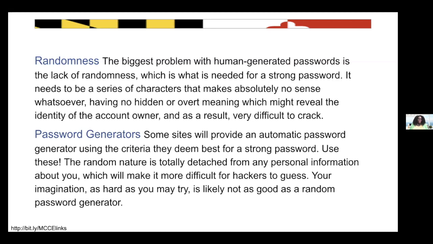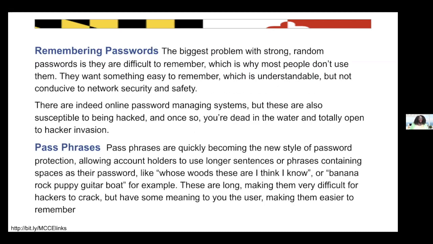And it's good to change your passwords often. It might seem a little bothersome, but it's a good thing. And nowadays, web pages do keep your passwords for a couple of months before you have to change.